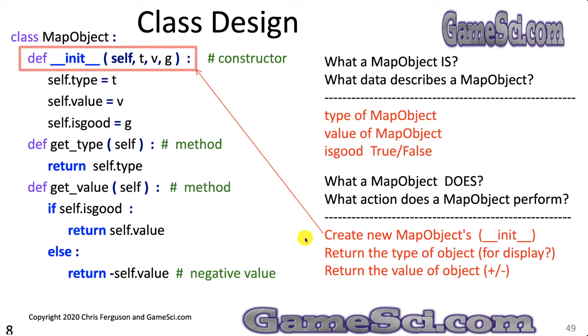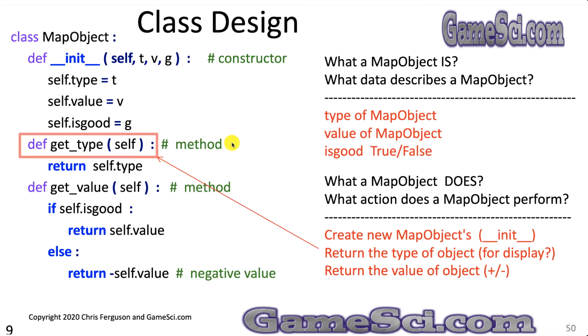We need a method to create a map object, so we have to create an init method. The job of the init method is to create the variables and initialize them. In this particular case, I decided to pass in as parameters the values that we want to initialize with. So when I call the map object constructor, I will provide it a value for t, and that's the type of the map object. I will provide a value for v, and that's the value of the map object. And I will provide a value g, that is the isGood value of the map object. That's what constructors do. They create the variables and they initialize them.